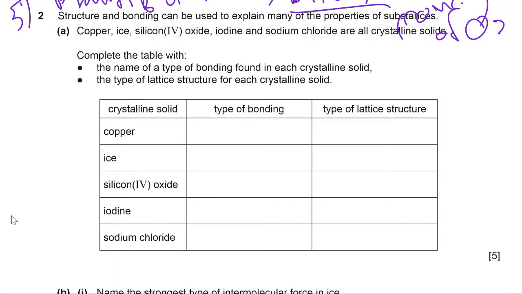In question 2, structure and bonding can be used to explain many of the properties of substances. Copper, ice, silicon oxide, iodine, and sodium chloride are all crystalline solids. We have to complete this table: the name of the type of bonding found in each crystalline solid, and the type of lattice structure for each crystalline solid. So copper, it's metallic.